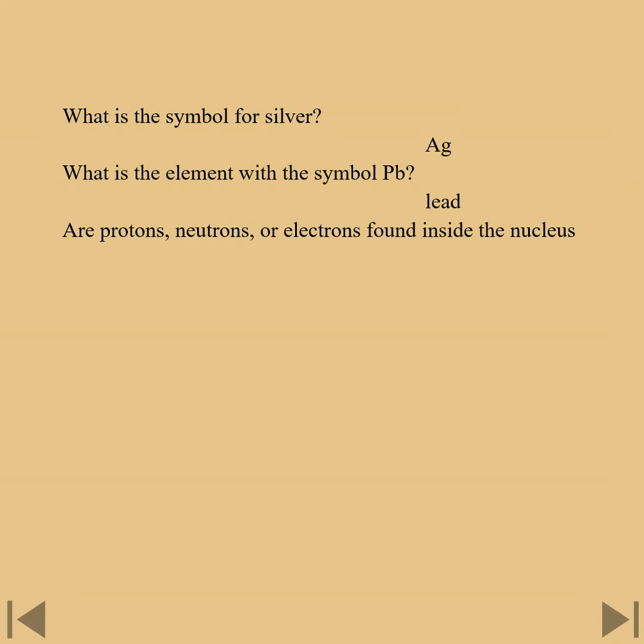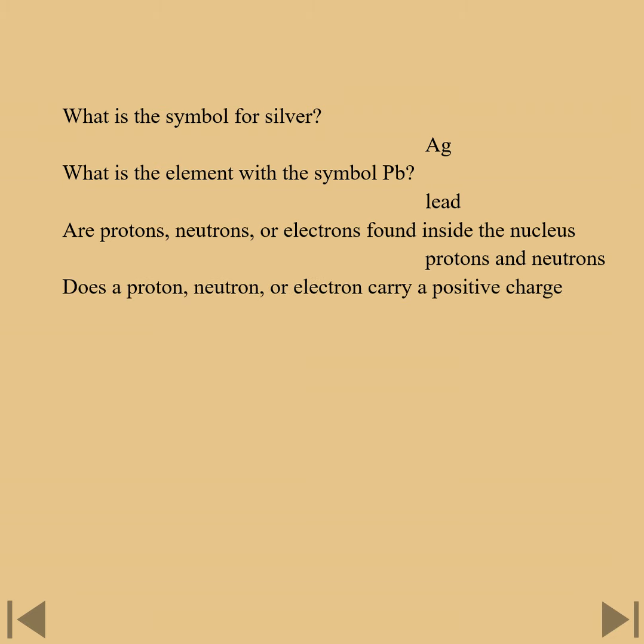Are protons, neutrons, or electrons found inside the nucleus? And of course that would be protons and neutrons. And which of these subatomic particles carries a positive charge? Protons. And which element has 35 protons? Well, as we look at our periodic table, element 35, Br, that's bromine.